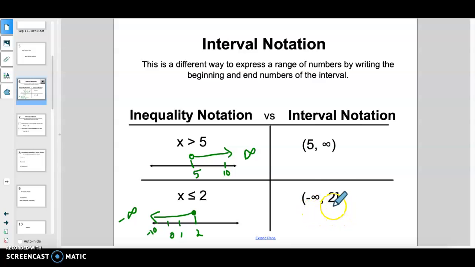So notice the difference between these two, or one difference, is the type of bracket. So here I use this square bracket to show that I'm including the 2, and here I use the parenthesis to show that I'm not including the 5. Infinity and negative infinity go on forever, so you can never include them, so they're both going to have that parenthesis to show that you can't include them.